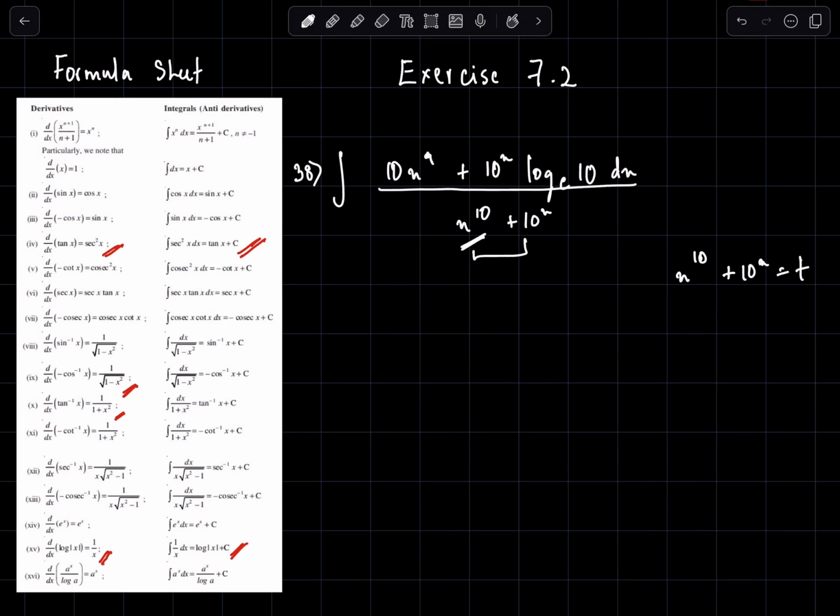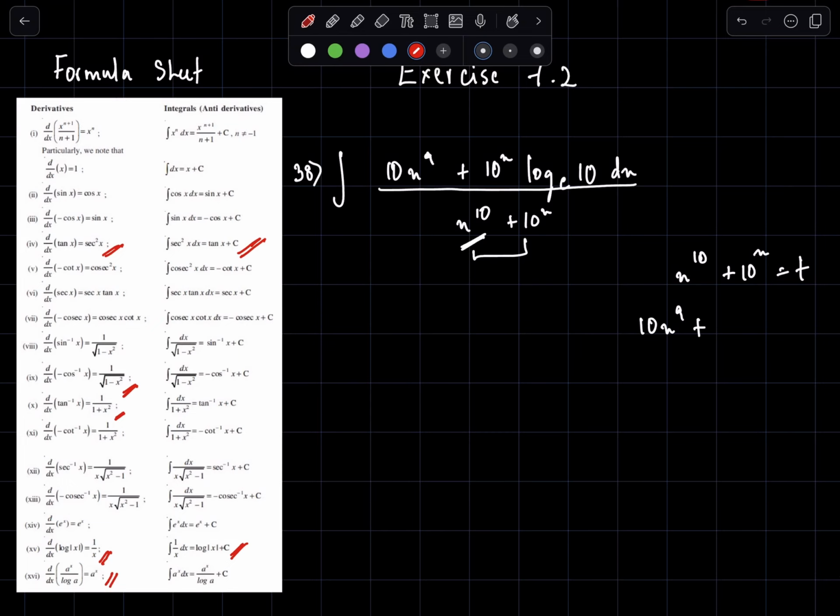So how do you differentiate? This is easy. So this is 10x to the power 9 plus. Now what is the differential of 10 raised to the power x, right? So let's look over here in the formula sheet. This is very important. Let me show you. And we have it here. Yeah, this is the formula.